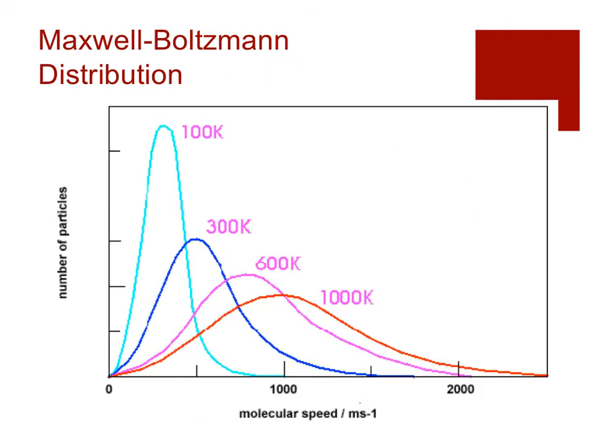Here's a Maxwell-Boltzmann graph of temperature. We can see the particle distribution, how fast they're going, which is very much related to the energy that they have. So this is the molecule speed. This is one sample.